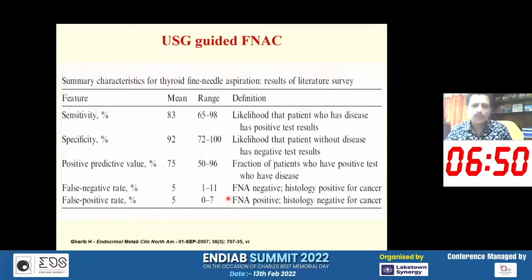So when you are doing an FNAC, how much is the sensitivity and specificity? The sensitivity is 83, specificity 92, but the issue is the false negative rate is 5%. It means that if the FNAC tells us it's a benign lesion, still there's a 5% possibility that it is a false negative. So this 5% is very, very negligible, number one. And number two, because thyroid cancer is not very aggressive, with FNAC, if it is benign, we can stop further evaluation, and we can follow up the patient, and we can repeat the FNAC when it is required in future.